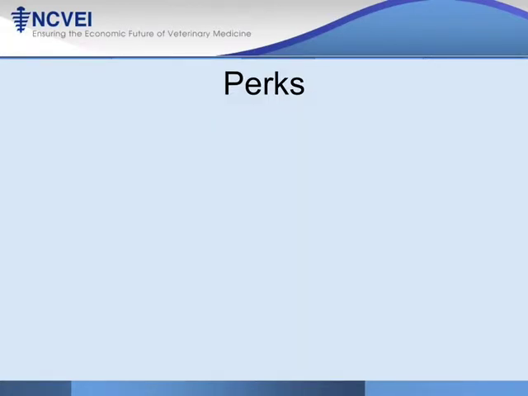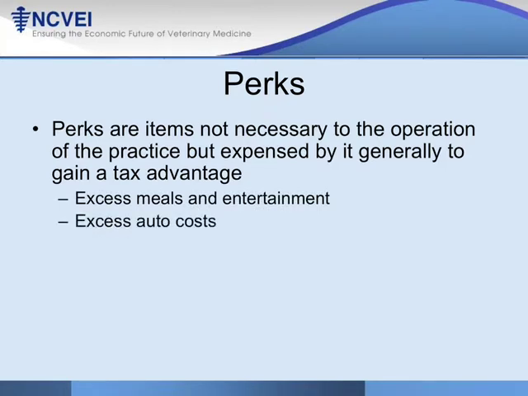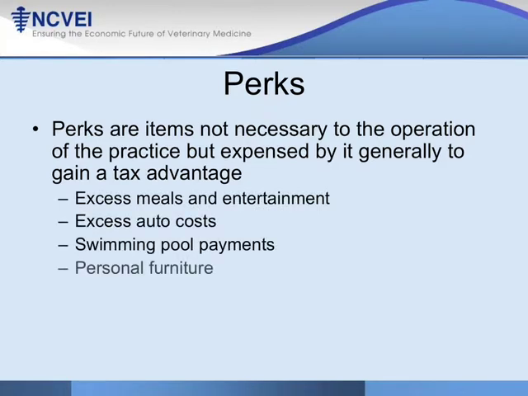I want to talk now about practice perks, or those personal accounting policies. The perks are the items that are not necessary to the operation of the practice but are expensed by the practice owner and their accountant, generally to gain a tax advantage. And like I said earlier, those are things like excess meals and entertainment, personal automobile costs, swimming pool payments, personal furniture, trips to Tahiti. You could go on and on and on.